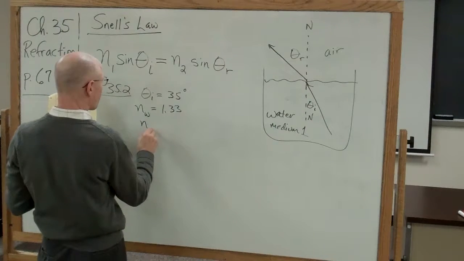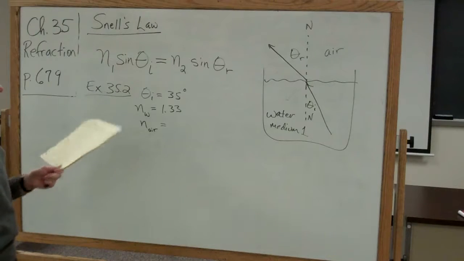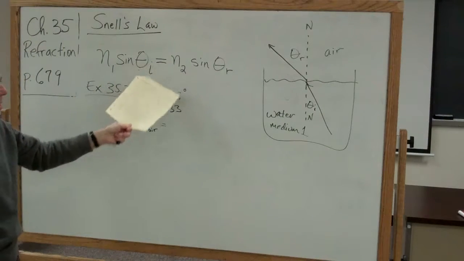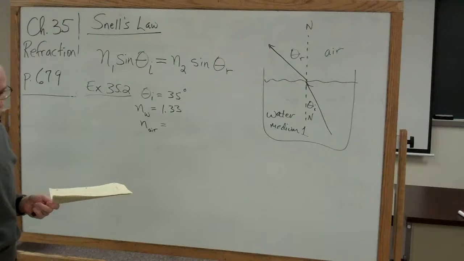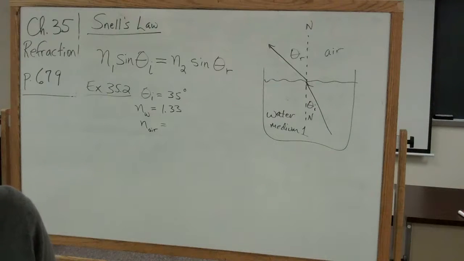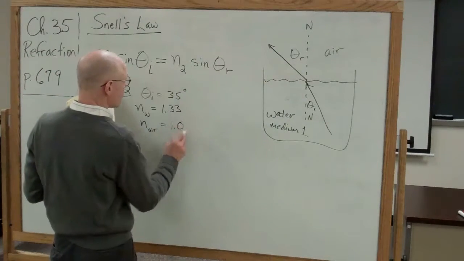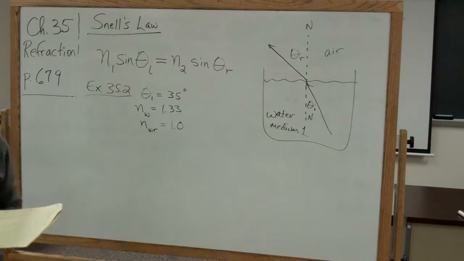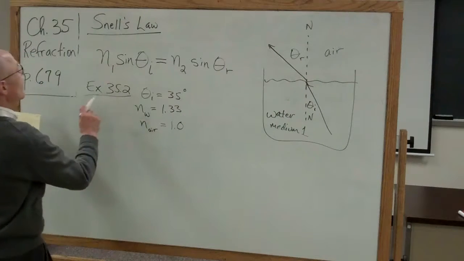Now we also need the index of refraction for air to be able to use in this equation. So what is the index of refraction for air? It doesn't show up in our table. Well, remember we said that the speed of light in air is the same as the speed of light in a vacuum. So it's 1. You can always just use a value of 1 for index of refraction for air.